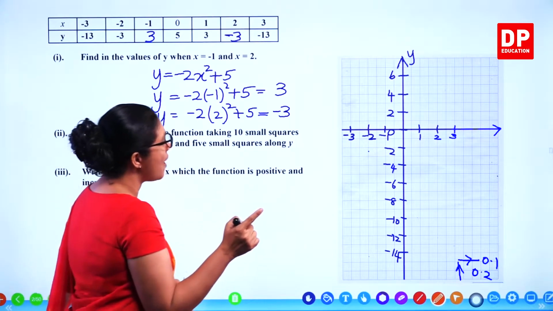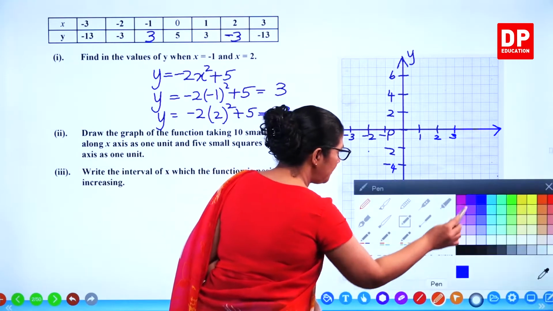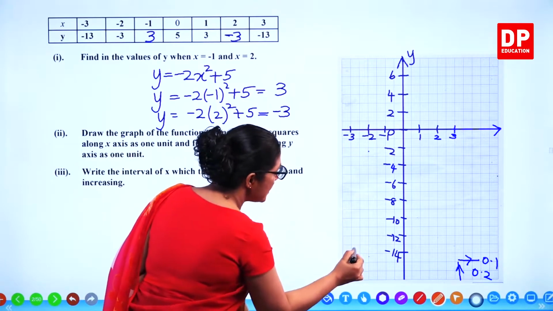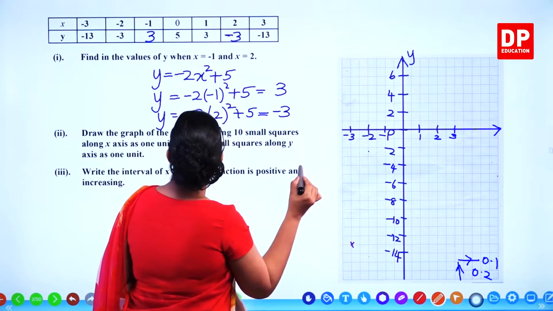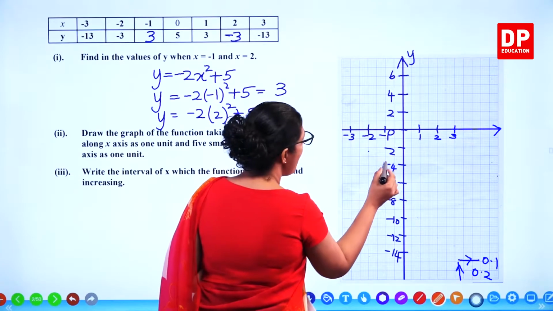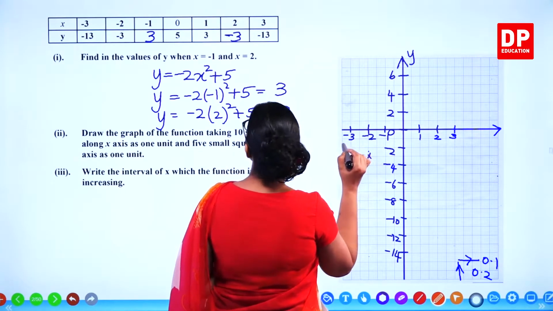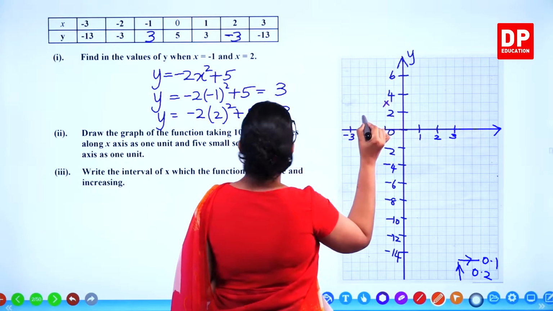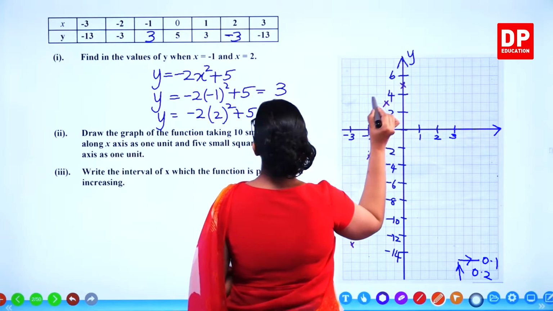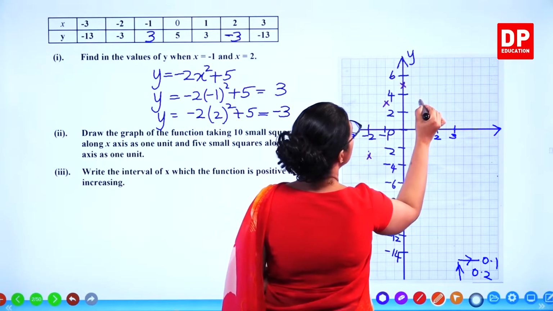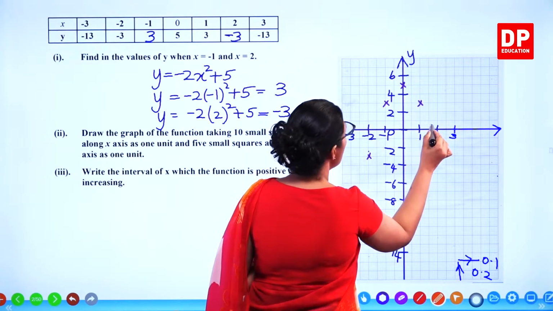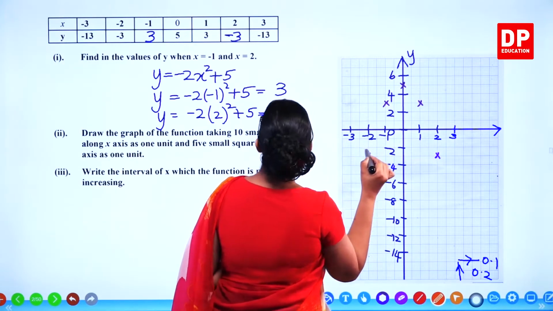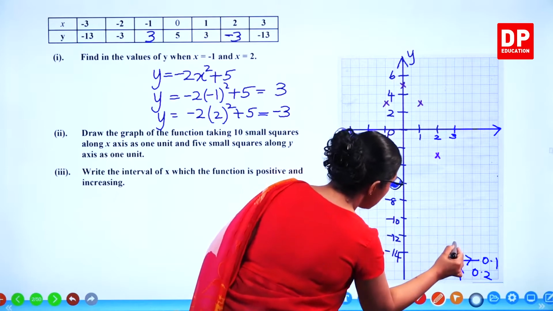Now we can mark the points. So what are the points? Minus 3, minus 13. Minus 2, minus 3. Minus 1, 3. 0, 5. 1, 3. 2, minus 3. 3, minus 13.